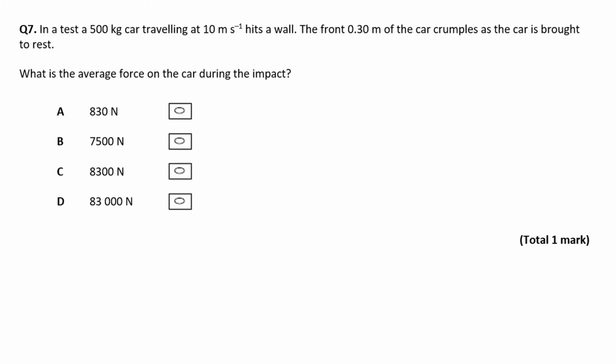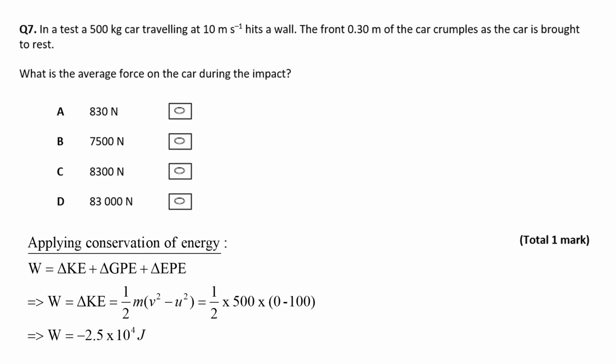Okay, so in a test, a 500 kilogram car traveling at 10 meters per second hits a wall, and we have a distance of 0.3 meters in which it is brought to rest. If we want to work out the force, we're first going to work out the amount of work done by the force, and then use the distance to work out what the average force is. So first thing, applying conservation of energy.